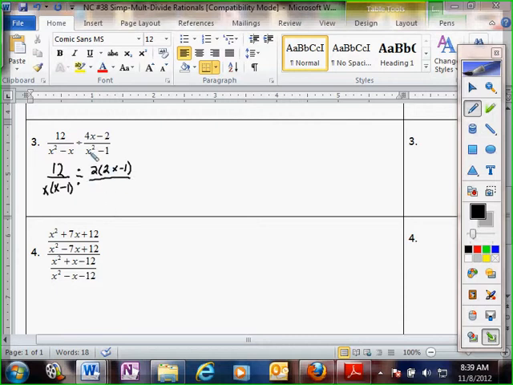And on the bottom here, I get, this is a difference of squares, so I have x plus 1 and x minus 1, because 1 is a perfect square as well. So it doesn't look like anything cancels from top to bottom here.